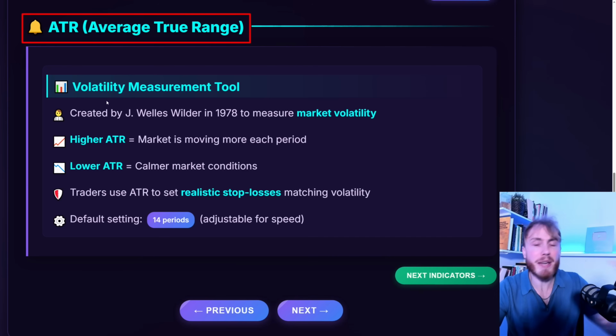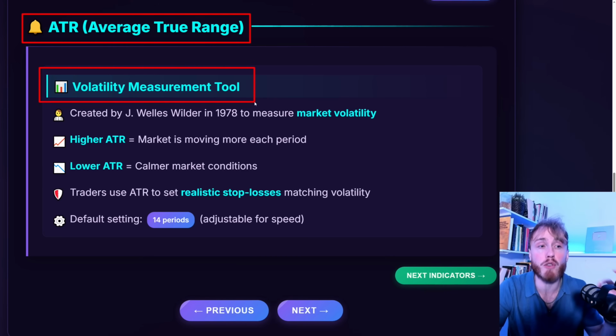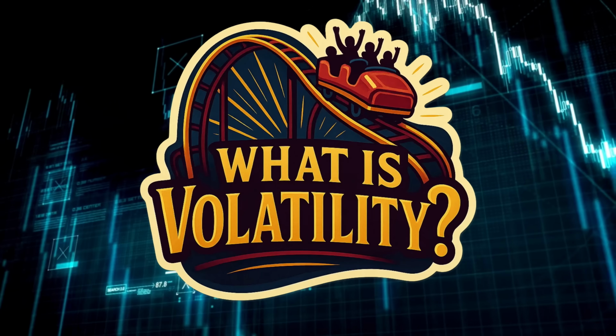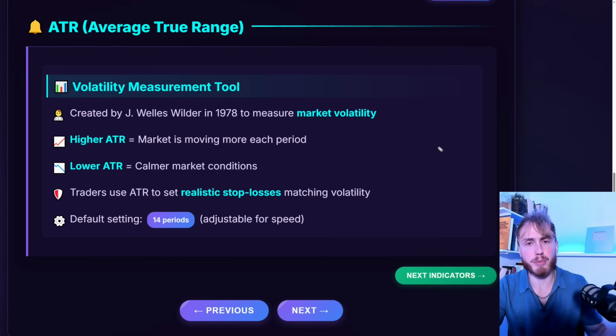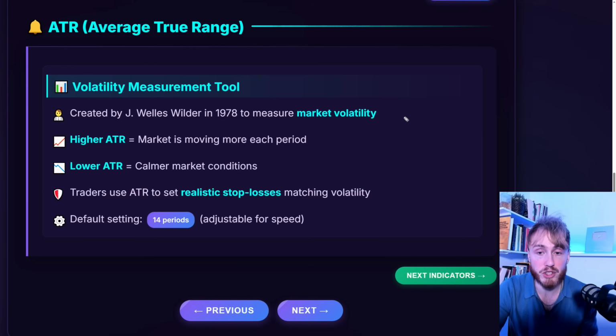And the basics here of the ATR is that it is an indicator that measures volatility. And now you might wonder, what is volatility? Well, in very simple terms, volatility is how much the price moves on average.